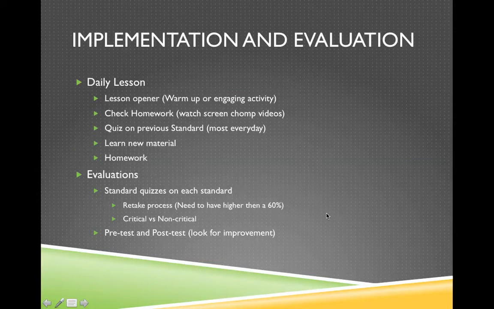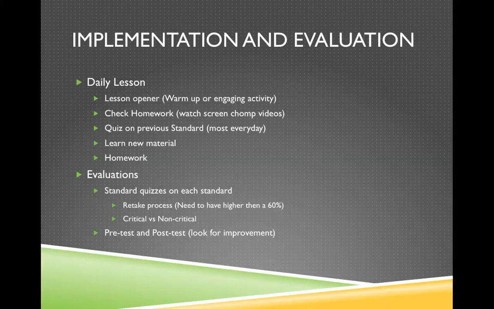So when I will implement this unit, here's how the daily lesson will be planned out. Lesson opener with a warm-up or a video of some sort. We'll check the homework, watch screenshot videos if we have any, and then quiz on the previous standard. There will be a quiz almost every day if we cover a standard a day. So like I said, there's critical quizzes and non-critical quizzes.